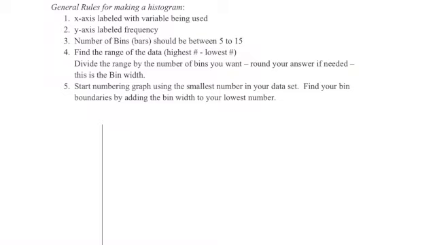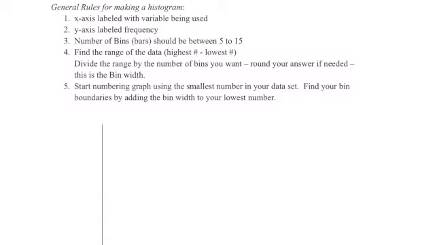So, the general rules for making a histogram. 1. The x-axis is labeled with the variable being used. 2. The y-axis is labeled frequency. 3. The number of bins or bars should be between 5 and 15. That could vary, depending on how big the range of data is. 4. Find the range of data, the highest number minus the lowest number. Divide the range by the number of bins you want, and round your answer if needed. This is the bin width.